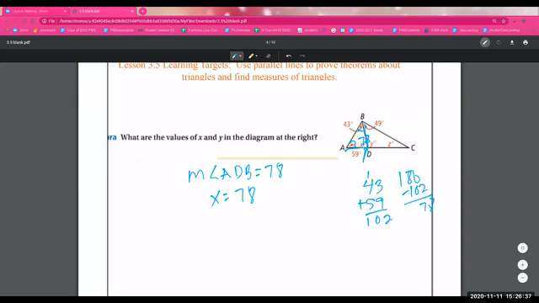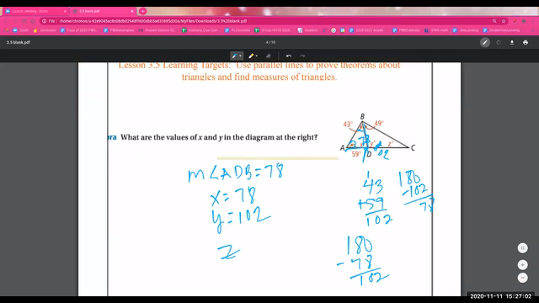And now if you have to find Y right here, well, look at X and Y. X and Y are a linear pair, which means that X and Y have to add up to 180. So 180 minus 78, and that gives you 102. So Y equals 102. Okay, now it's not asking for Z, but we're going to find Z.